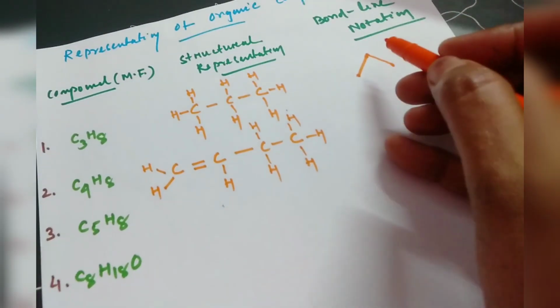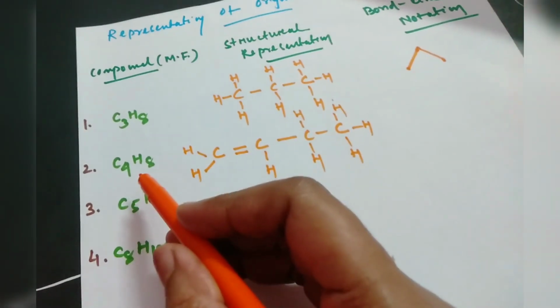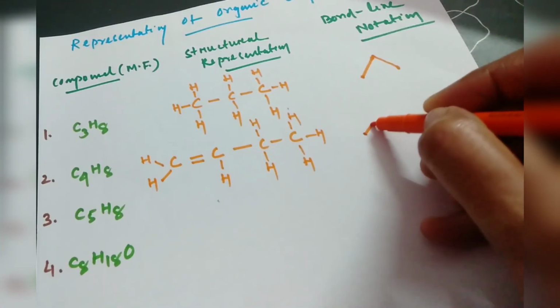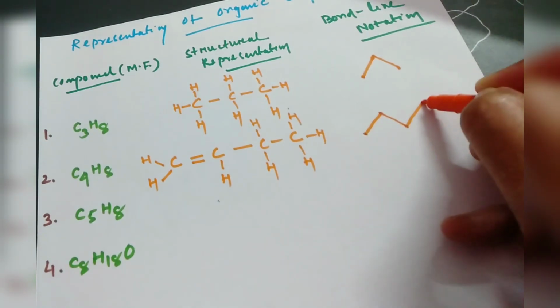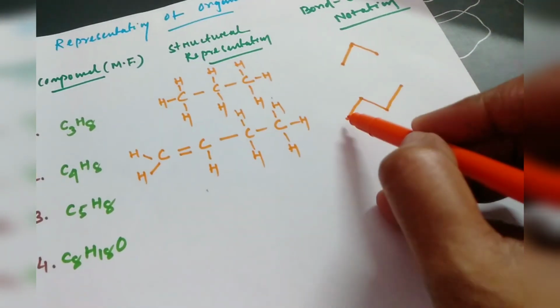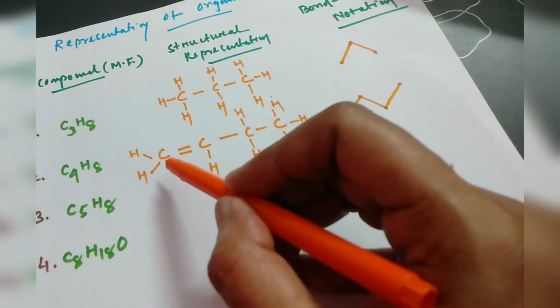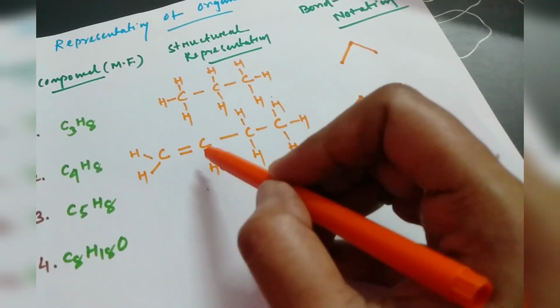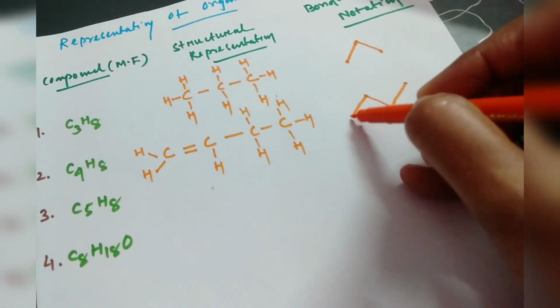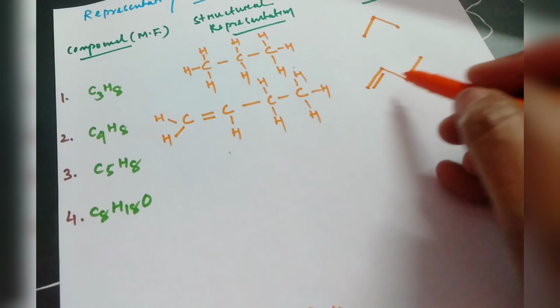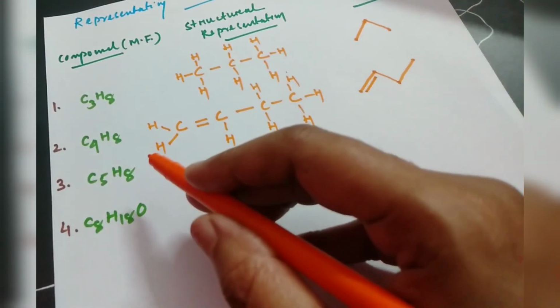Now how can you write the bond line notation? Again, how many carbon atoms are there? 4 carbon atoms. So I will represent this as 1 2 3 4: 1 carbon, 2 carbon, 3 carbon and 4 carbon. Between the first and second carbon, there is a double bond. So this is the bond line notation of this compound.